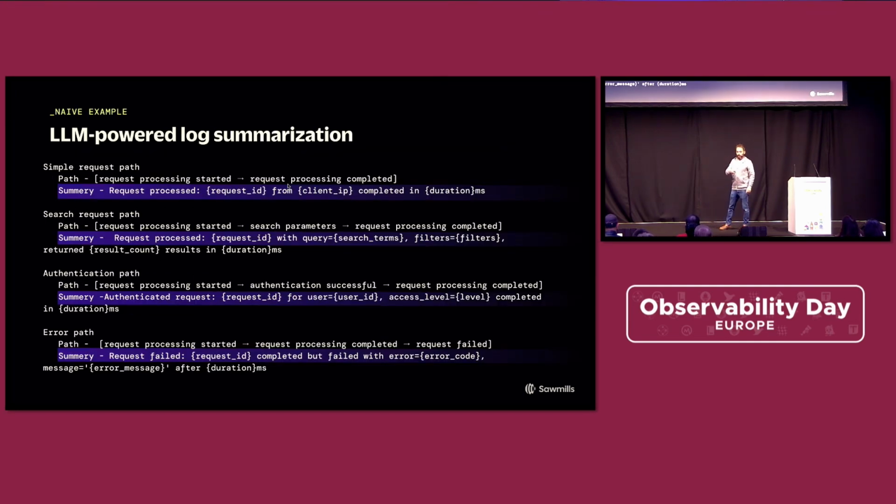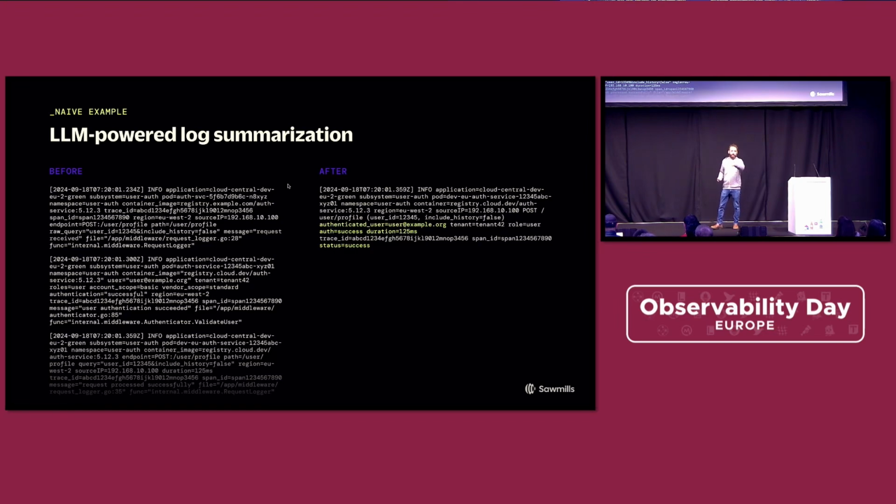In this example there are 5 paths. If you look at the third row, the authentication path, you have request processing started, authentication successful, request processing completed. These are completely separate log lines, and we connected them into one. When I say summary, this is a summary for observability, meaning a structured log line that has all the information. Instead of having 3 different log lines on the left side, you have 1 log line that tells the story on the right side.